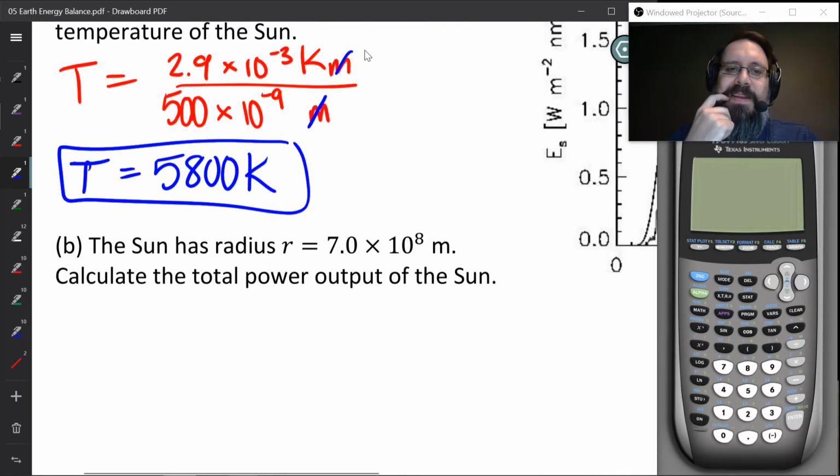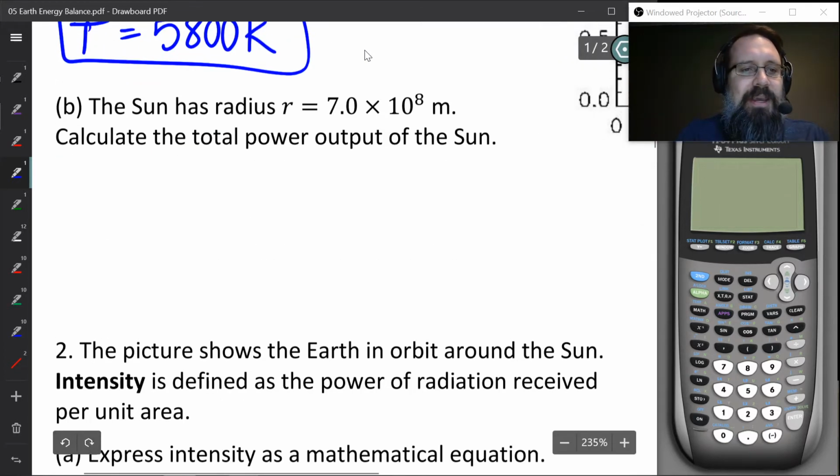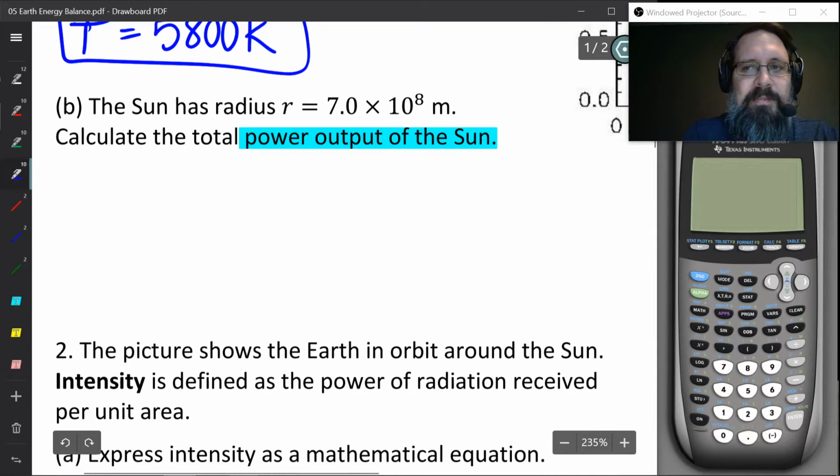Okay, next one. The sun has radius about 7 times 10 to the 8th meters. Is that 700 million meters? Calculate the total power output of the sun. Okay, so here we want power output. So we're going to need to use that other equation that we learned last class, which is the Stefan-Boltzmann equation.